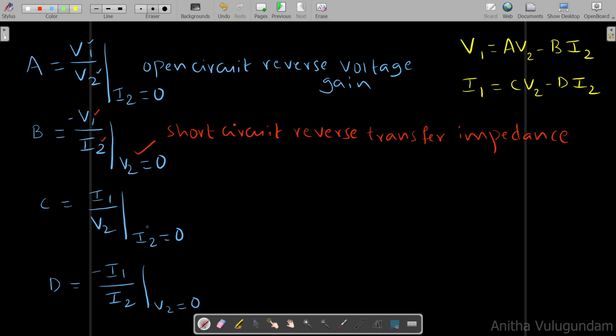Next, coming to C. The condition is I2 equal to 0. So we can write it as open circuit. And the ratio here is 1 to 2, port 1 variable to port 2 variable. So it is again reverse. I by V is nothing but admittance. So you can write it as reverse transfer admittance.